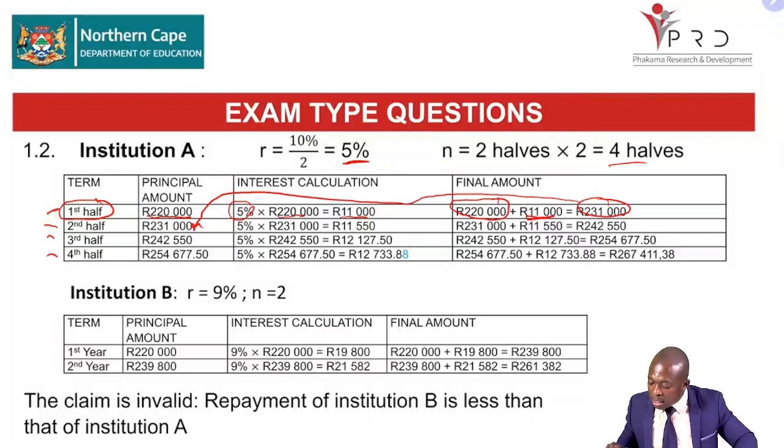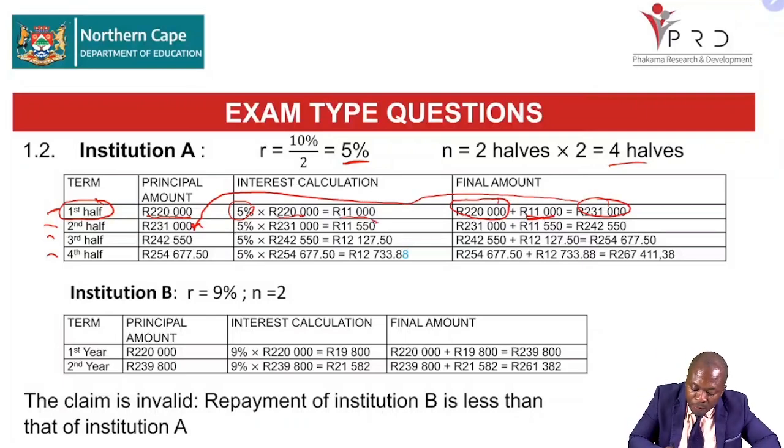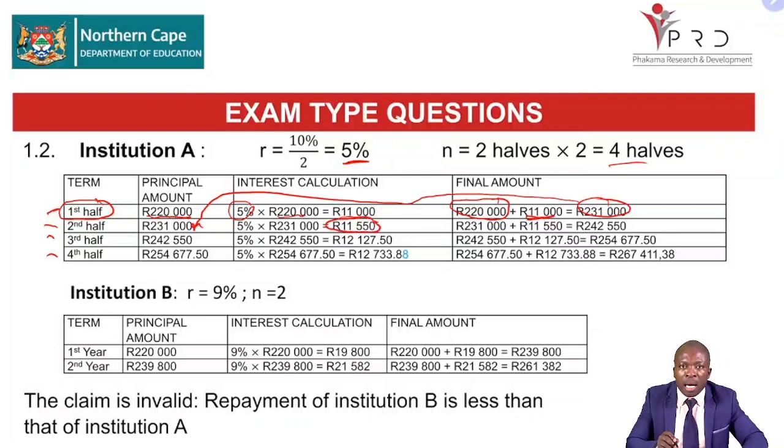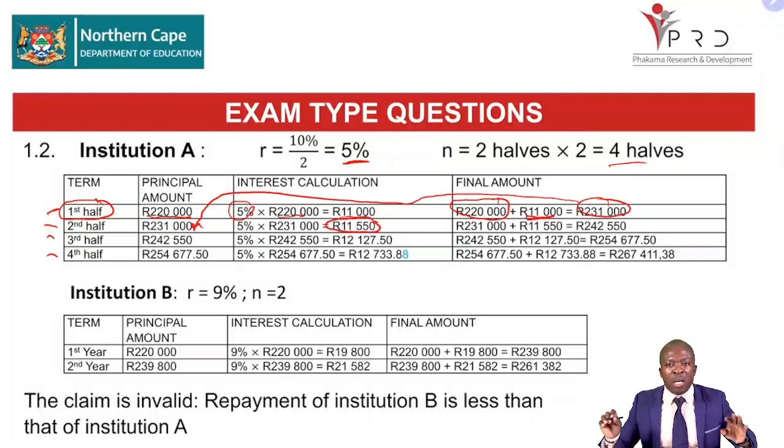My calculator says 11,550. I want you to tell the teacher to pause so that you can do the work. It's not just about watching the video. You have to practice because we know we are going to find some of these questions. And remember, practice makes perfect.